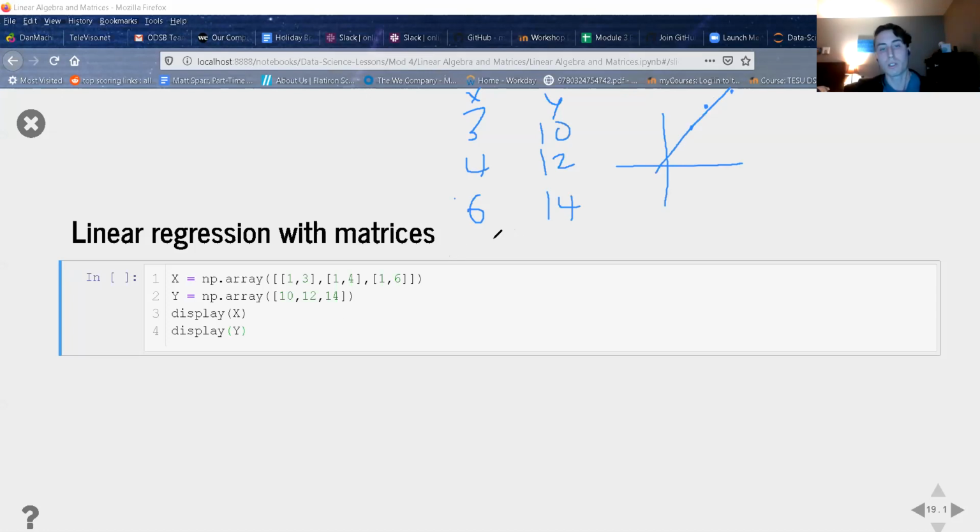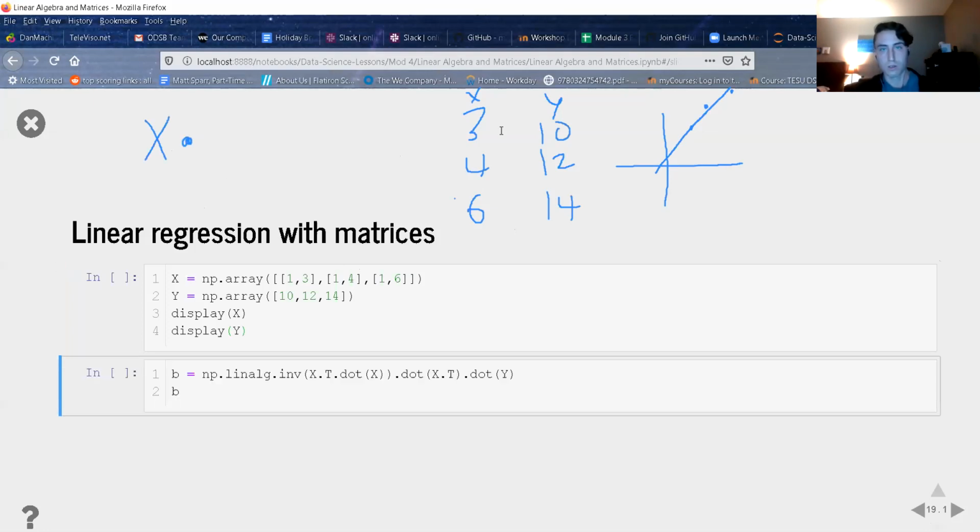So to do that with matrices, in order to have a y-intercept in here, we have to add a 1 to each of these. And then we create this matrix here. So this would be our x, and we know that our x times some matrix B will equal our target y.